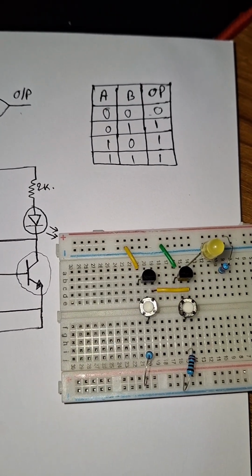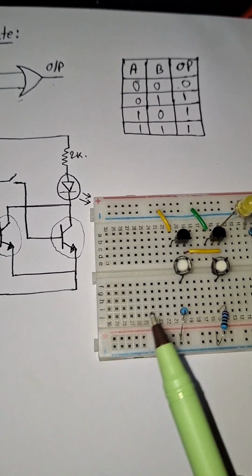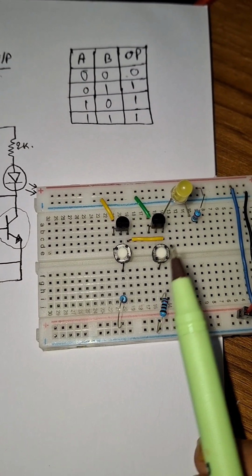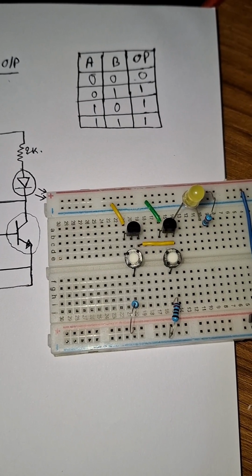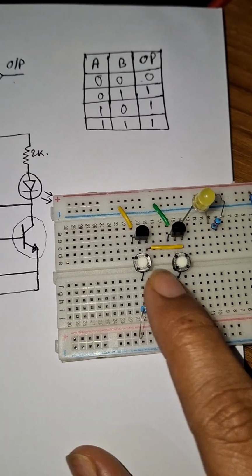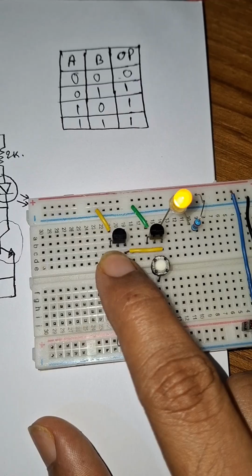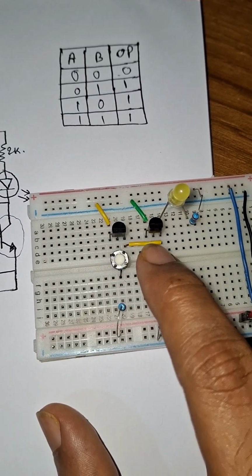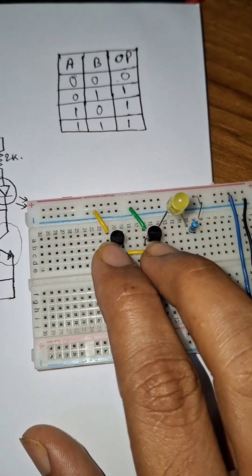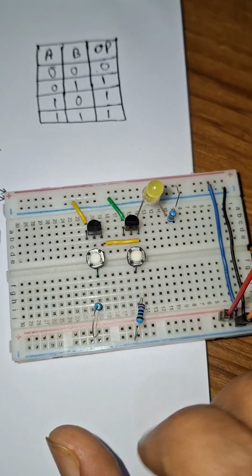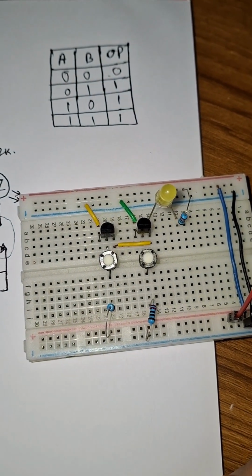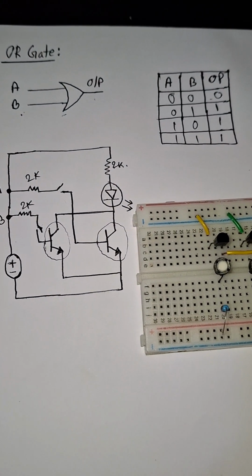So A0 B0, in that case we see both switches are off, so the LED is off. If we turn on any of the inputs, or if we turn on both inputs, the output will be high. We will test it. So A1 B0, LED high. A0 B1, LED high. If we turn on both inputs high, the output is high. Okay, so our OR gate is shown here.